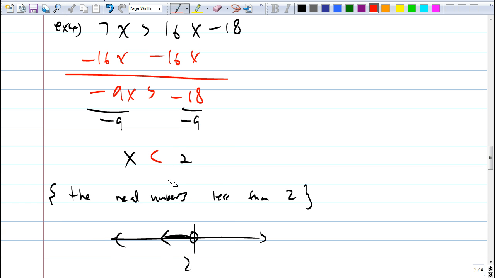Yes. The real numbers less than 2, and you see why we have an open circle at 2? Because we do not include 2. Was that your question? Okay, sorry. Okay, there you go. Any questions? Does that make sense? Easy enough? All right, good. Let's move on to the next one.